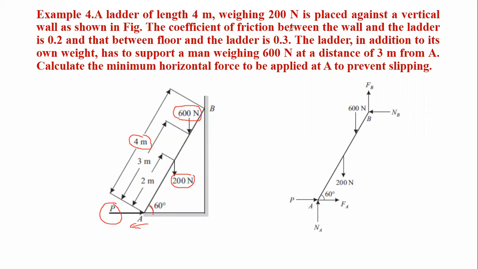And the coefficient of friction is given over here. The coefficient of friction between the wall and the ladder, it means at this location, is 0.2. And the coefficient of friction between the floor and the ladder, it means this one is the floor at this location, is 0.3. It means that mu value over here is 0.2 and mu value over here is 0.3. Okay, as we know the wall is the rough surface and the floor is the smooth surface. Accordingly, the coefficient of friction is given over here.